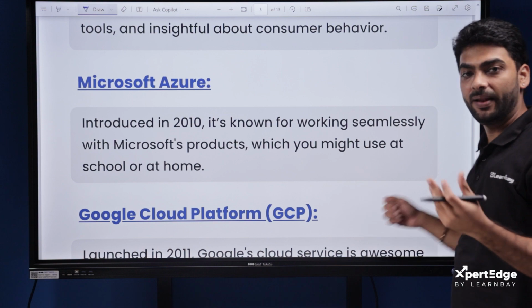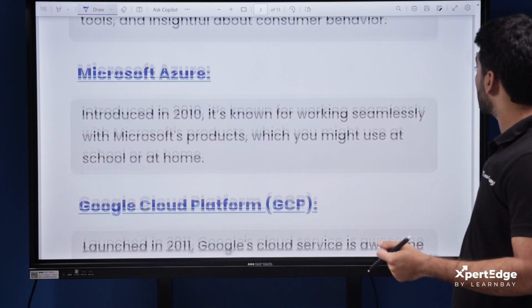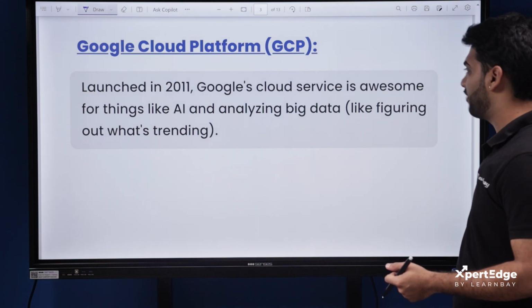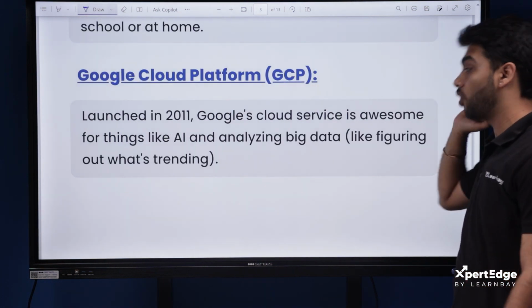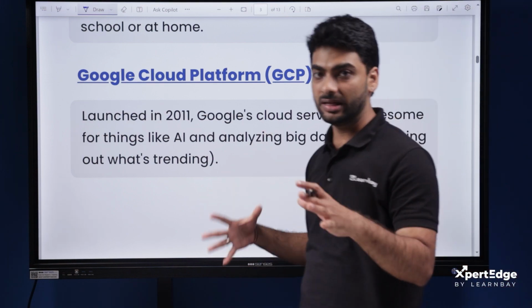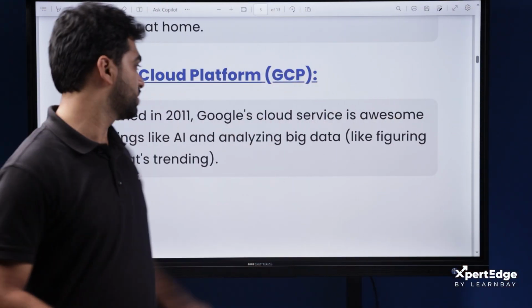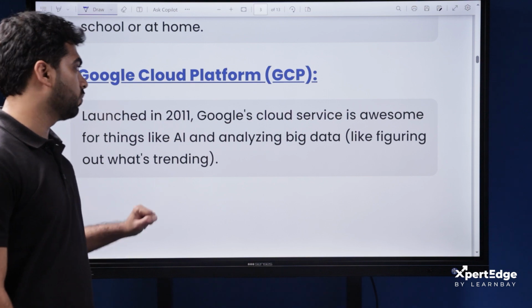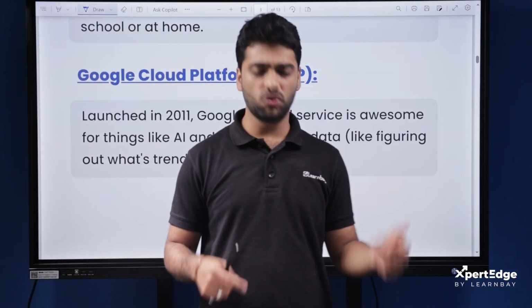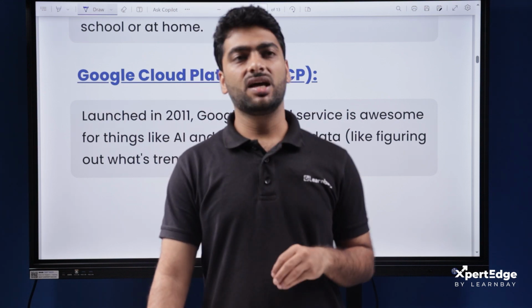You all have heard of PayPal, right? So PayPal uses the Google Cloud Platform. It was again launched in 2011. Google's cloud services are awesome for things like AI and analyzing big data. When we are talking about very huge data, that is when Google Cloud Platform, or GCP, comes into the picture, like figuring out what's trending.